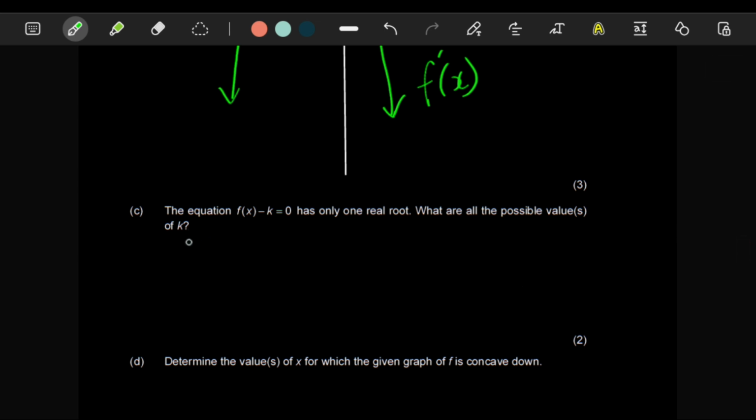What do you say here? It says that the equation f of x minus k is equal to 0 has only one real root. So meaning it has like one x-intercept. For which values, what? Okay, it says here, the equation f of x minus k is equal to 0 has only one real root. What are all the possible values of k?